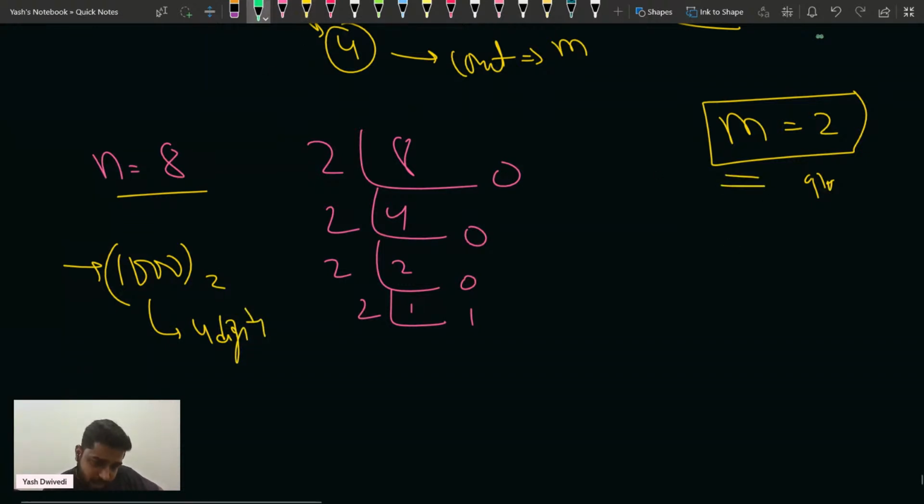Then you'll say okay, now n is equal to 8 again, and I'll try to convert it to base 3. So 8 is there, the remainder is nothing but 2, then I'll have 3.